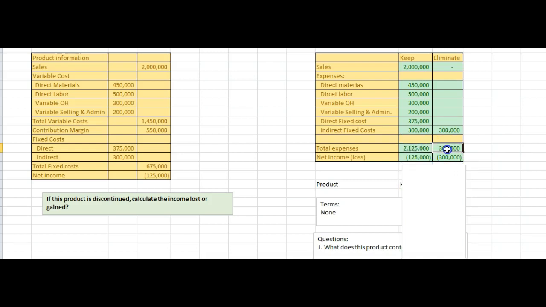So our total expenses would be 2,125,000, but they would be 300,000 here with no income to cover it. We would have a greater loss if we stopped making this part or selling this part than if we kept it. So that means we need to come over here and figure out a way to at least break even with this part, since it's contributing so much to those indirect fixed costs that are going to be there no matter what.